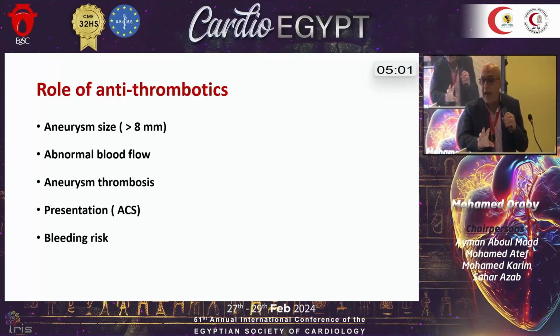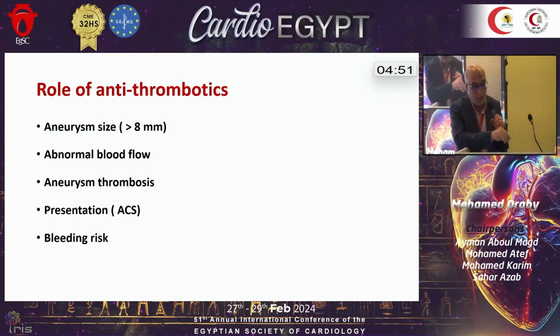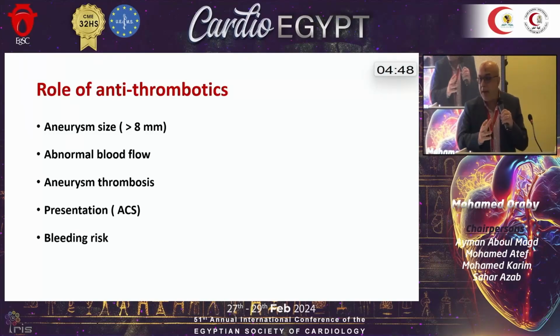And this is an area actually that we don't have a consensus, and there is a lot of controversy, a lot of debates about the best cocktails to be used in such a situation. But this is a summary of the available literature that the role of antithrombotics, whether anticoagulant or antiplatelets, will be defined according to factors like the aneurysm size, particularly if it is more than 8 millimeter, the presence of abnormal flow, slow flow, the presence of aneurysm thrombosis, the clinical presentation of the patient.